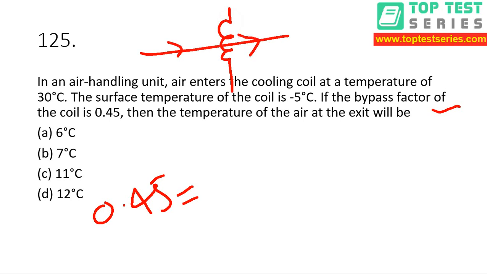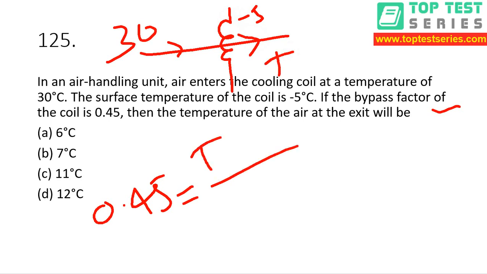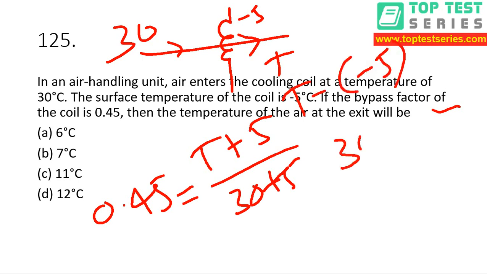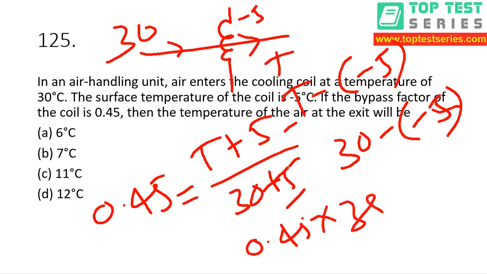All right. So here, my dear, the cooling coil is at minus 5 degrees, and the entering air is at 30. We have to find out this T, that is the exit temperature. So it is always (T plus 5) by (30 plus 5), because minus minus is plus 5, right? Because we have to do like this, T minus (minus 5), and here also 30 minus (minus 5). Therefore we can write these two. So 0.45 multiplied by 35 is equal to T plus 5. So here we have to find out the value of T.